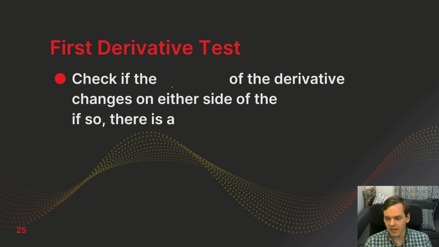So the first derivative test is checking to see if the sign, the positive or negative, of the derivative changes on either side of the critical point. If it does, there is a local extrema there. So technically it would be a local extremum. So it could be a minimum, could be a maximum. You'll know based on the sign.